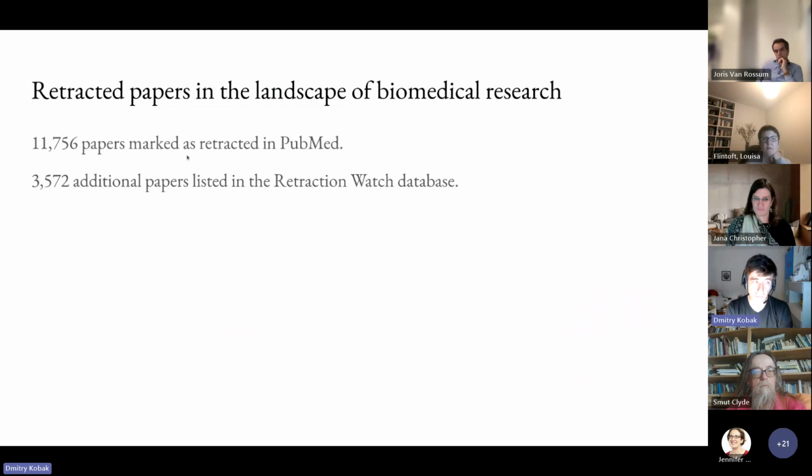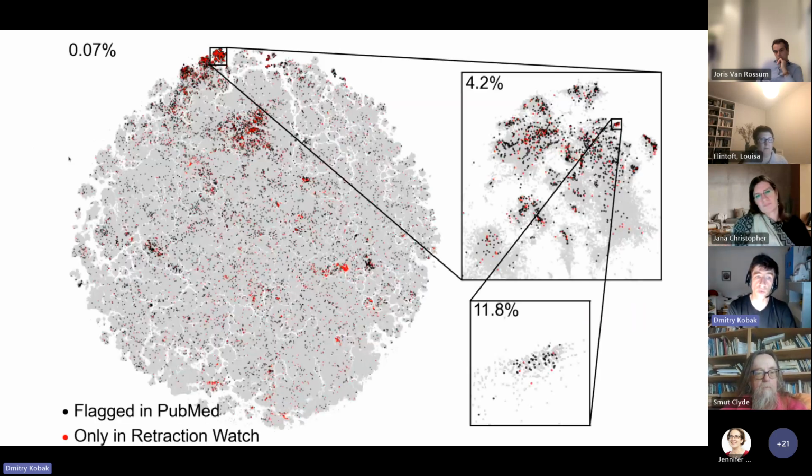In PubMed itself, there are papers marked as retracted, as many of you will know. In addition, we looked at the Retraction Watch database, where more retracted papers are listed, because apparently some journals retract papers but don't tell PubMed about that. Overall, we got something like 15,000 papers that are retracted in either of these two sources. And then we can look where they are.